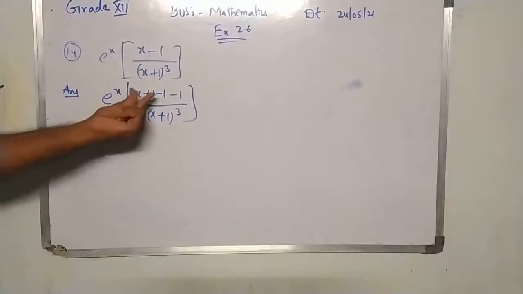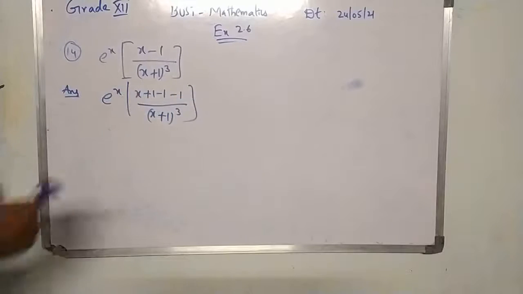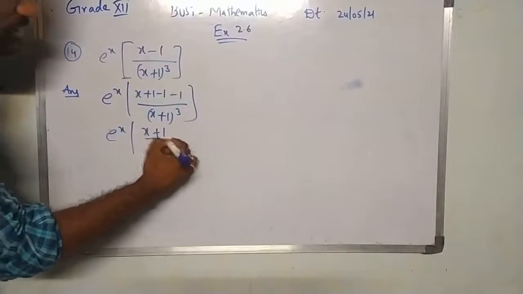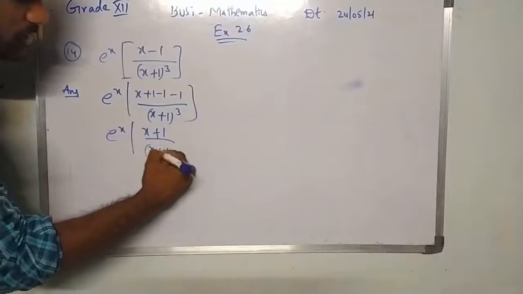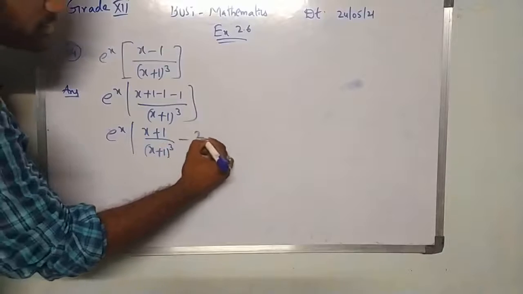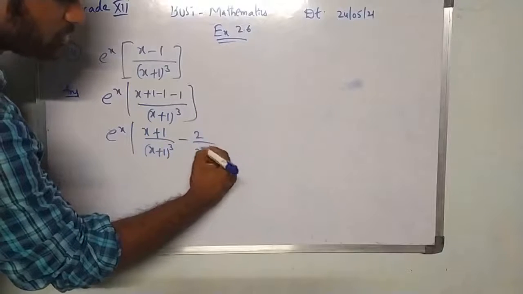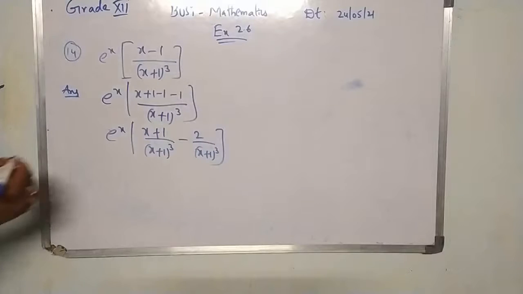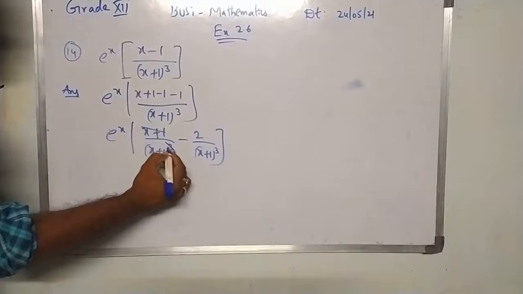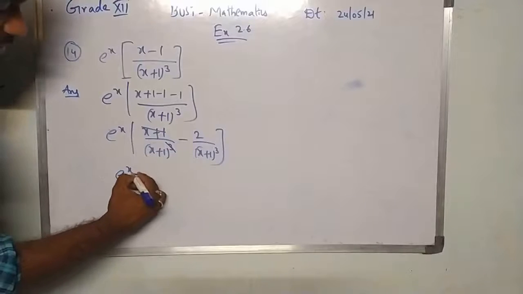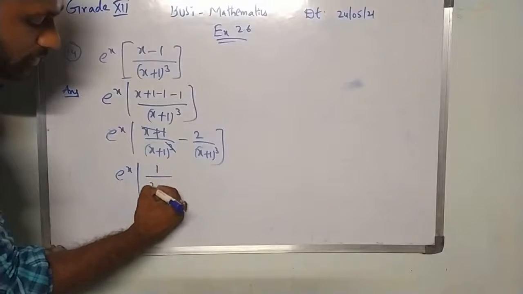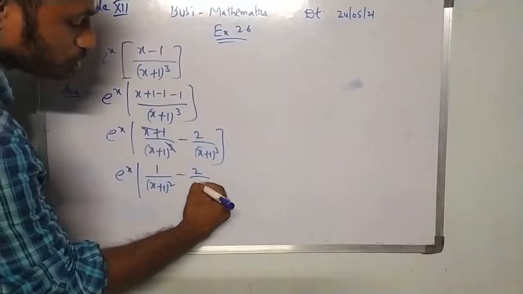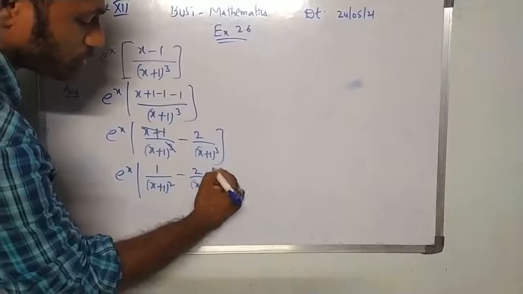Now I am splitting x plus 1 to this and the remaining to the remaining fraction. So what can we write here? x plus 1 by x plus 1 whole cube minus 2 by x plus 1 whole cube. So this and this get cancelled. So what is left here? E power x into 1 by (x plus 1) whole square minus 2 by (x plus 1) whole cube.